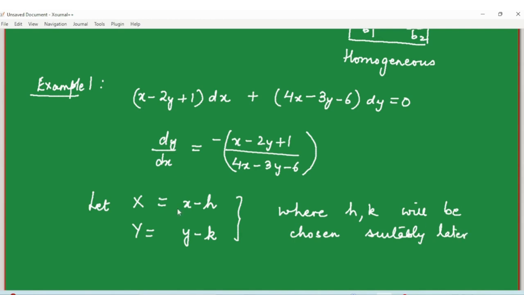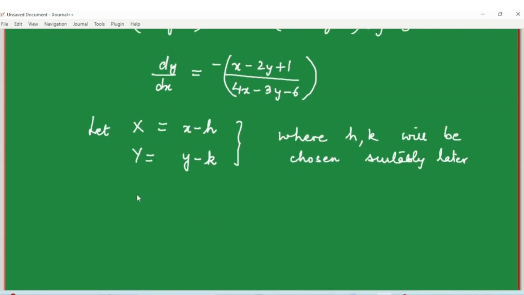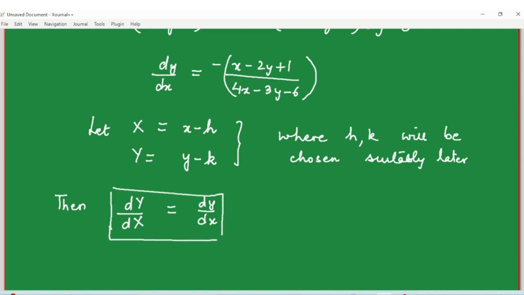So suppose capital X is a translate of small x, and capital Y is a translate of small y. Since they are just translates, the old and new derivatives have a direct relationship. The old derivative, small dy by dx, is going to be the same as capital dY by dX, because capital X is just a linear translate of small x. So d of capital X is the same as d of small x and d of capital Y is the same as d of small y. So this is effectively giving us that the old dy by dx matches the new dY by dX.